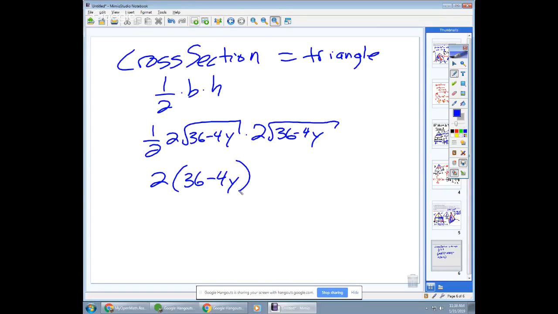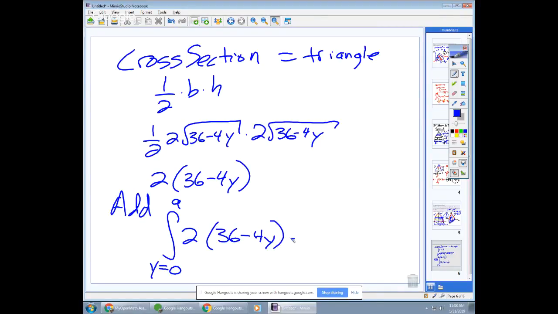So now what I want to do is add up all of those cross-sections, which in this case is dy. To add these up, I use the definite integral. So I want to integrate as y goes from 0 to 9, the peak of that parabola, of twice 36 minus 4y dy, which gives me the thickness of each of those slices. That's not too bad. The hard part of all of these is getting all that set up. Once you get that, it's no problem. This is the easy part.